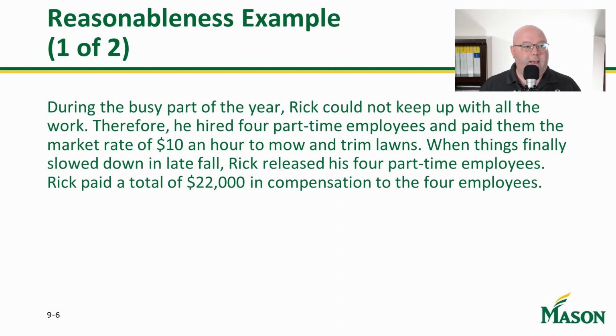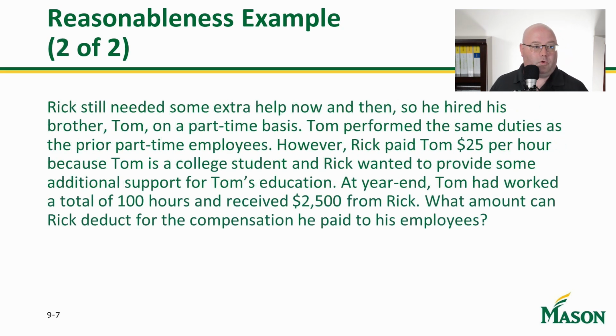Okay, so for an example, during the busy part of the year, Rick could not keep up with all the work. Therefore, he hired 4 part-time employees and paid the market rate of $10 an hour to mow and trim lawns. When things finally slowed down, he released the 4 part-time employees, having paid a total of $22,000 in compensation to the 4 employees. Rick still needed some extra help now and then, so he hired Tom, his brother, on a part-time basis, performing the same duties as the prior employees.